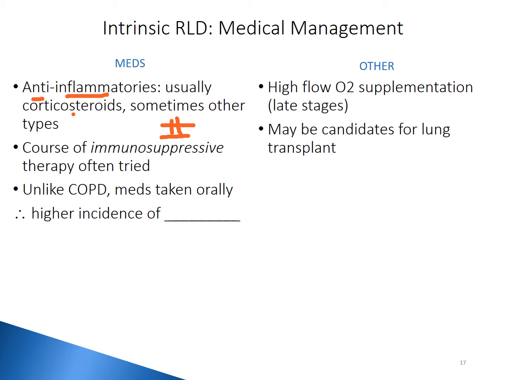Now, related to the autoimmune nature of most restrictive diseases, immunosuppressive therapy is also often tried. The thing to remember about this is that it leaves patients at higher risk of infection. And also of note is that unlike in COPD, the meds are often taken orally. Also, high flow O2 is often used in the late stages, as hypoxia is very common, and some of these patients may actually be candidates for lung transplant. So, new set of lungs.